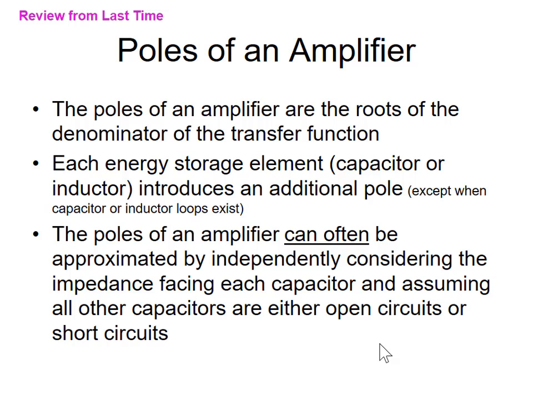Well, in that case. The poles of an amplifier are the roots of the denominator polynomial of the transfer function. We talked about that. We said that the number of energy storage elements, that is capacitors and inductors, determine the number of poles we have in the system, as long as you don't create capacitor inductor loops, and for each loop you reduce the number of poles by 1. The poles of an amplifier can often be approximated by independently considering the impedance facing each capacitor and assuming all of the capacitors are either open circuits or short circuits. We will go through that in a little bit as well.